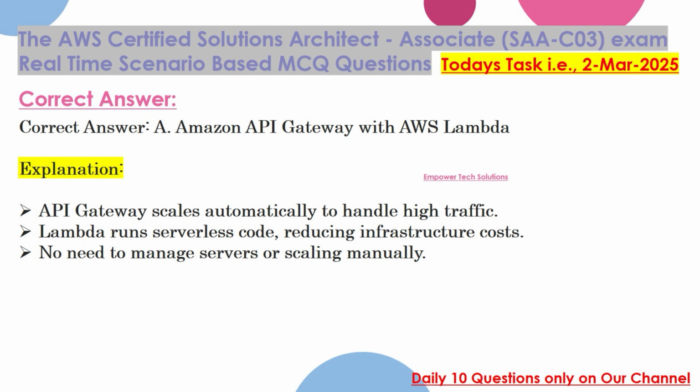Explanation. API Gateway scales automatically to handle high traffic. Lambda runs serverless code, reducing infrastructure costs. No need to manage servers or scaling manually.